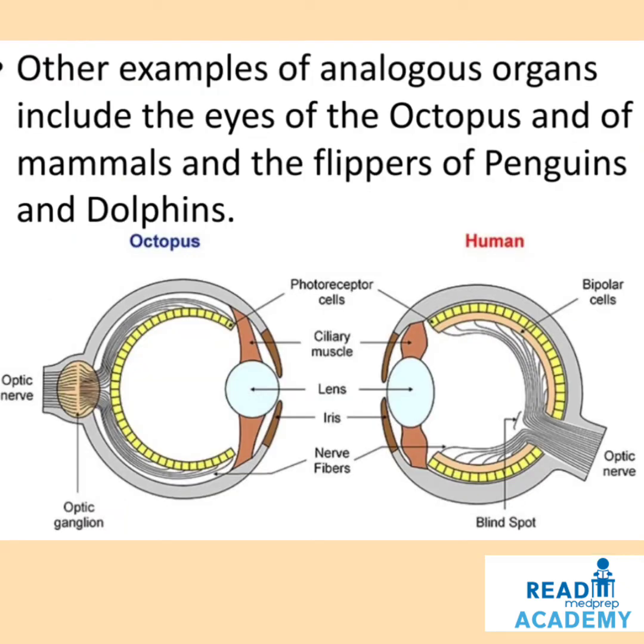Other examples of analogous organs include the eyes of octopus and of the mammals and the flippers of penguins and dolphins. On the left side you can see the eye of the octopus. On the right side you can see the eye of the humans. The eye of the octopus shows the optic nerve, optic ganglion, the photoreceptor cells, the ciliary muscle, the lens, the iris and the nerve fibers. In the human, in addition, you can see bipolar cells and the blind spot.